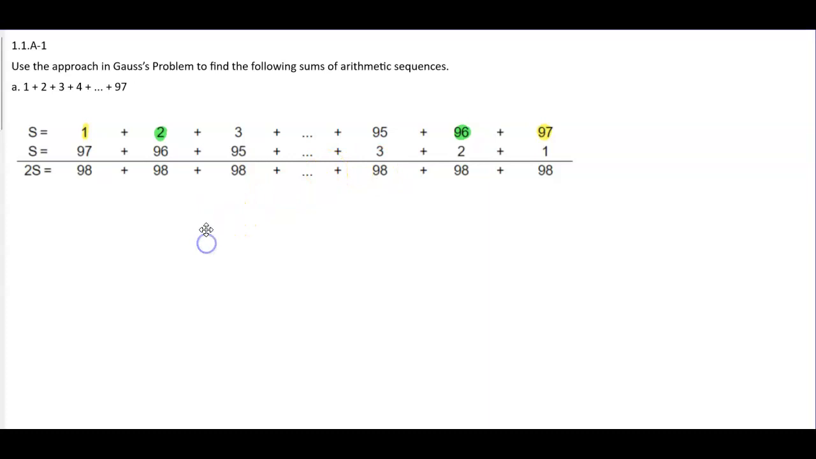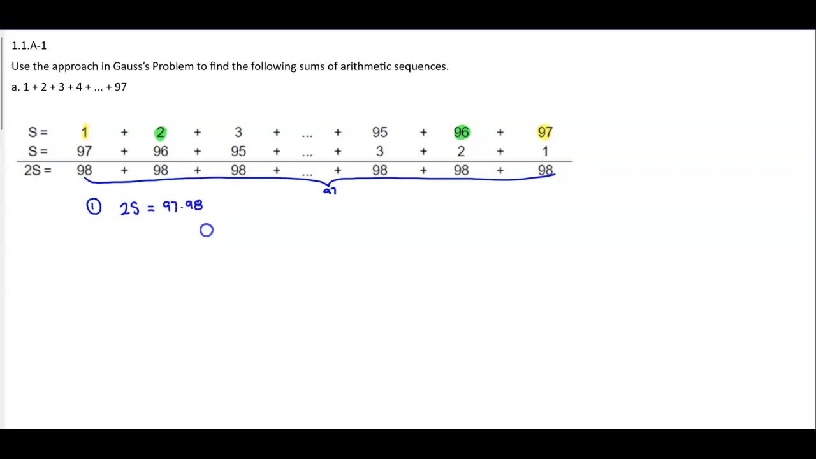So what that means is the following. That's going to leave us with the following equation. You have 2S, which is equal to, now how many sums do we have here? We have 97 of the value of 98. So it's going to equal 97 sums times 98.